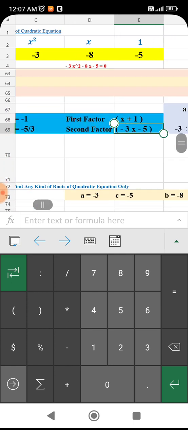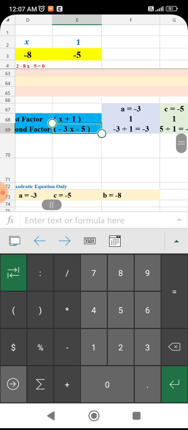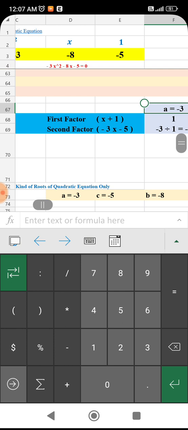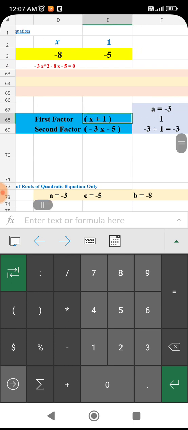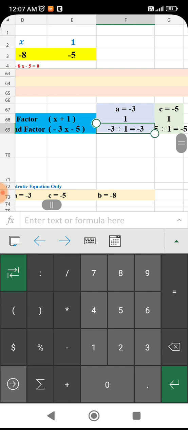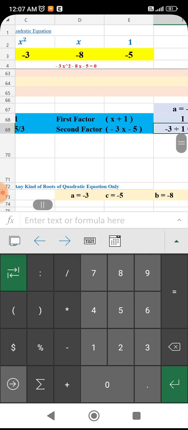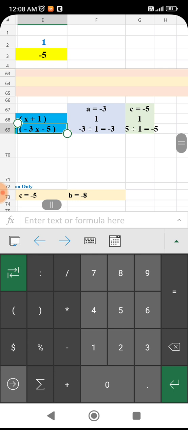The coefficient of a is -3. So we have to divide a by the coefficient of x in this factor. The coefficient of x is 1. So we divide by 1, so it is -3. So the coefficient of x for the second factor will be -3 in this way.